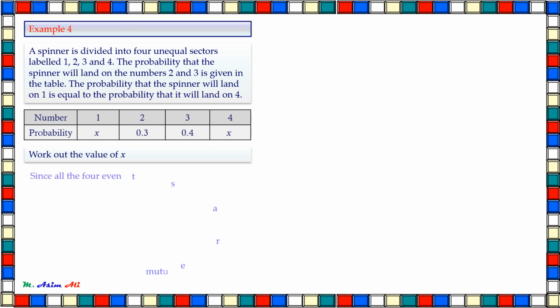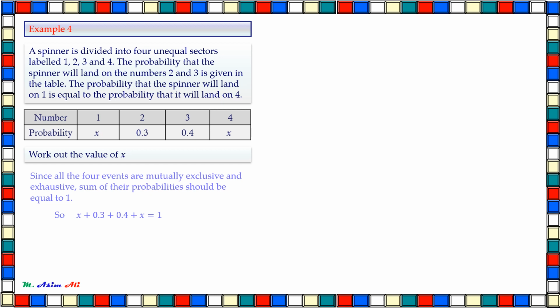Since all these 4 events, landing on 1, 2, 3 or 4, are mutually exclusive, that is, we can land on only one of these 4 numbers, and they are exhaustive because these are the only 4 outcomes on the spinner, there is no other outcome, the probabilities of these 4 events should add up to 1. So we will set up an equation: x plus 0.3 plus 0.4 plus x is equal to 1.